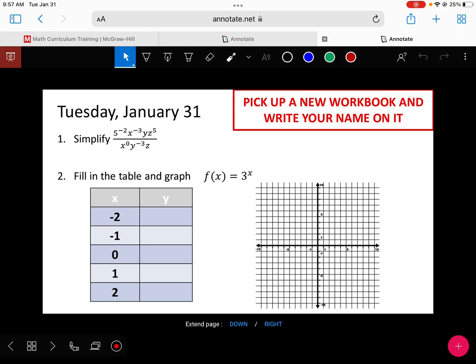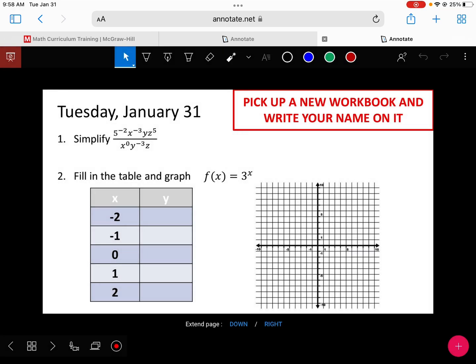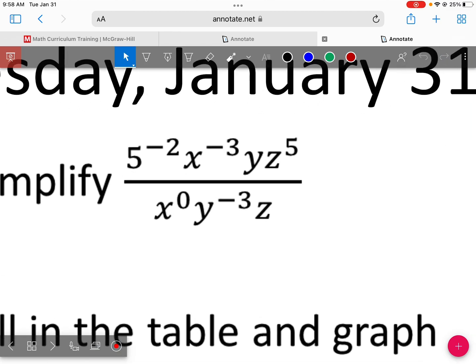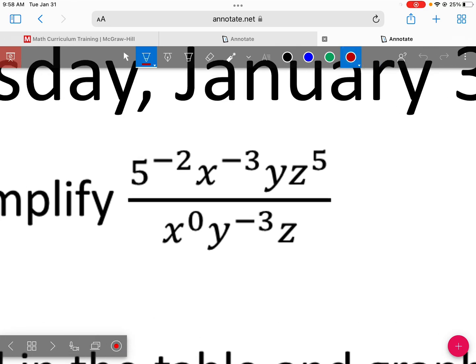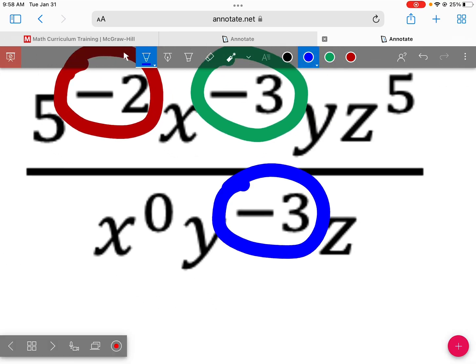All right, let's start going through the bell work. First thing we want to do is simplify on number 1. What are some things that you guys notice that we have talked about on number 1? Yes, the top and the bottom have bases with negative exponents on them, like this one right here, this one right here, and there's even one on the bottom.